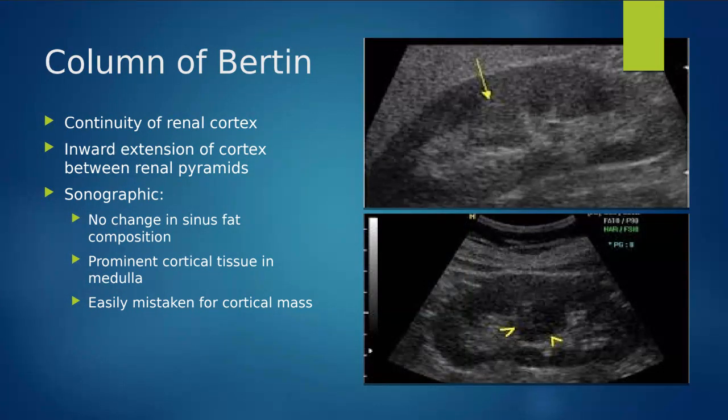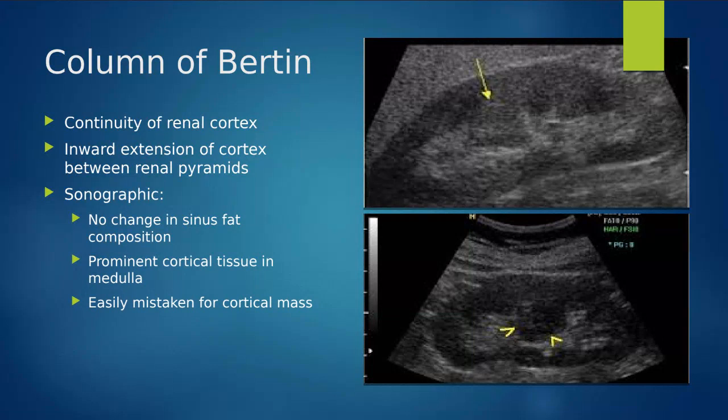On ultrasound, we are not going to see a change in that sinus fat composition. So that's a good sign. That's telling us that this isn't any type of mass that's disturbing the normal makeup of the kidney. But we are going to see that prominent cortical tissue extending inward into that sinus. And again, we can very easily mistake a column of Bertin for a renal mass or tumor.